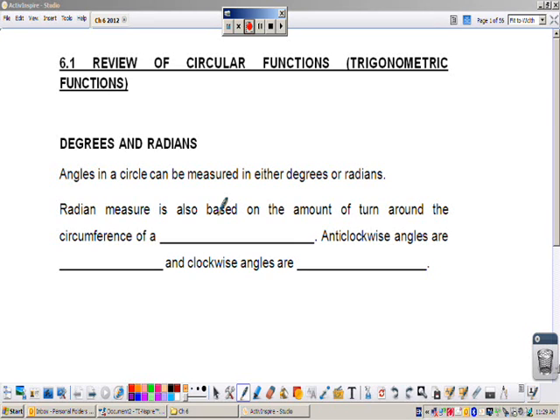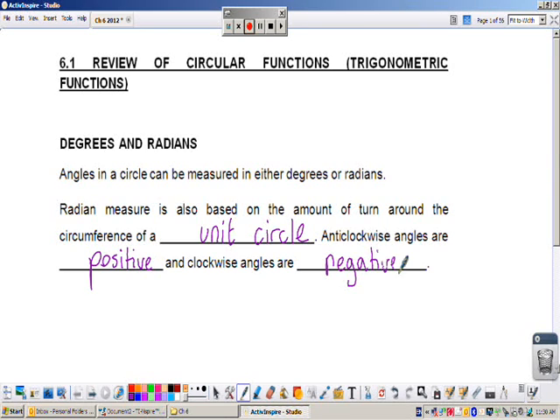to convert from degrees to radians, but the most important thing we had to understand at the beginning was that radian measure was based on the amount of turn around the circumference of a unit circle, which we know is a circle of radius 1 unit. And we had to remember that if we go in an anti-clockwise direction, we were dealing with positive angles, and if we went clockwise, we were looking at negative angles.